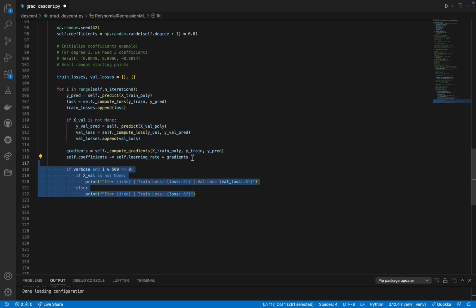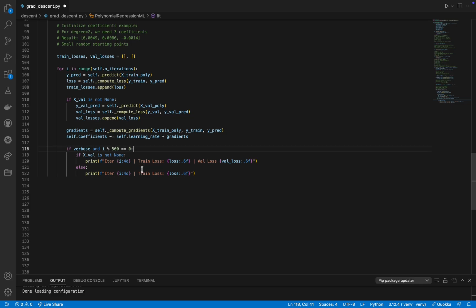Fifth, and this is the actual learning step, we update our coefficients. So we subtract the learning rate times the gradient from the current coefficients. This moves us downhill on the loss surface. If the gradient is positive, we decrease that coefficient. If the gradient is negative, we increase that coefficient. So the learning rate controls how big our steps are.